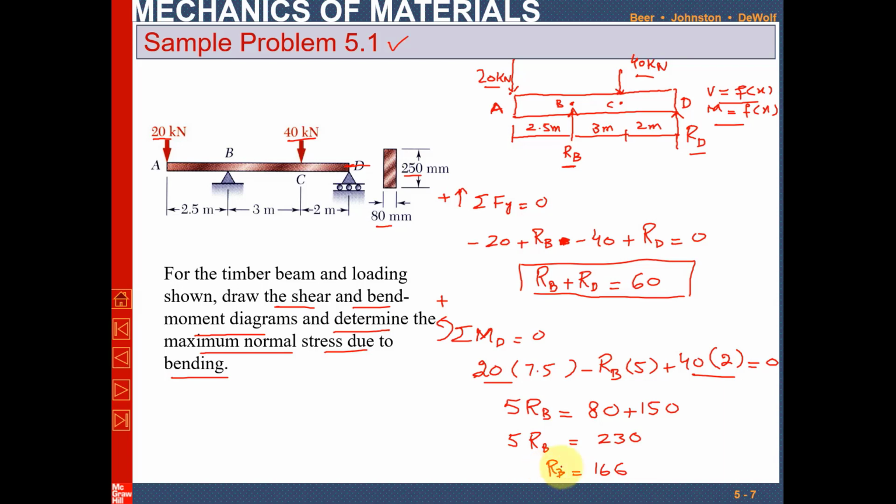Okay. So let me check it again. This minus 20 plus RB minus 40 plus RD is equal to 0, so their sum must be equal to 0. Now moment at point D. So 20 into perpendicular distance 7.5 minus RB into 5 plus 40 into this perpendicular distance 2 is equal to 0.